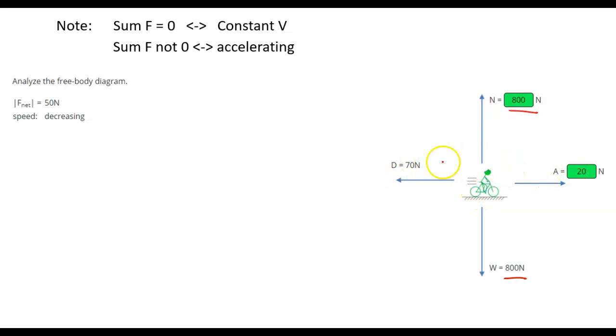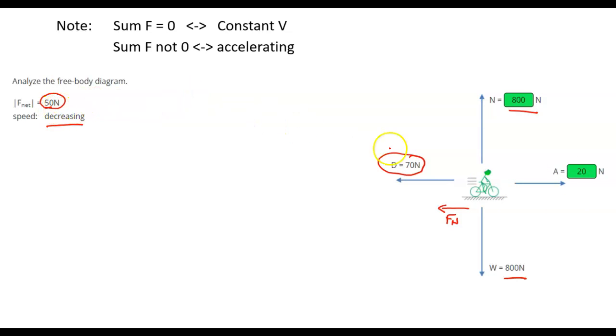In the horizontal direction, it says that we have a net force of 50 and we are slowing. So clearly we're traveling to the right. If we are slowing, our net force must be to the left, meaning this leftward force must be larger than the rightward force. So we have to put a number in here that is less than 70.